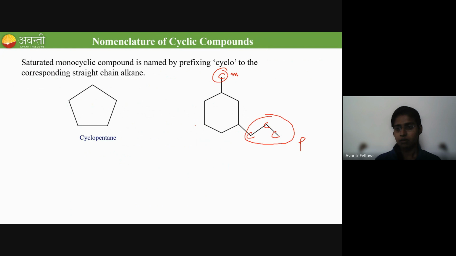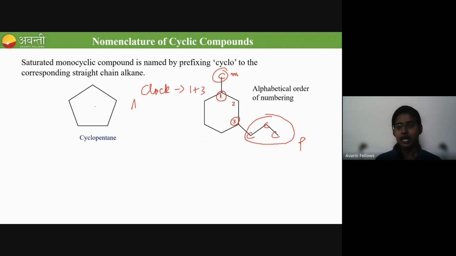Now what I have to do? I have to start numbering, right? The numbering should be done in such a way that the one which is coming first in the alphabetical listing should get the first preference. So if I go in a clockwise manner, 1, 2, 3, the first substituent is getting number 1 and the second substituent is getting number 3. So for clockwise, 1 methyl, 3 propyl, cyclohexane. Very good. So for clockwise numbering, I am getting 1 plus 3.